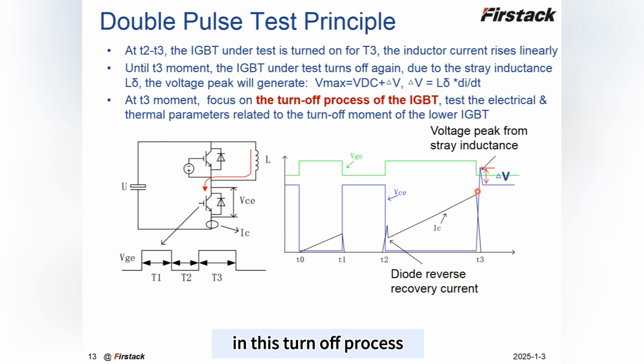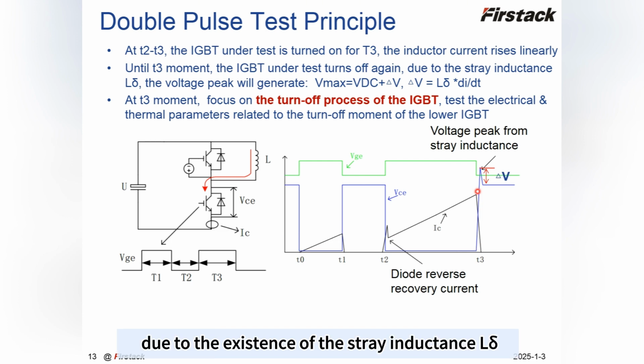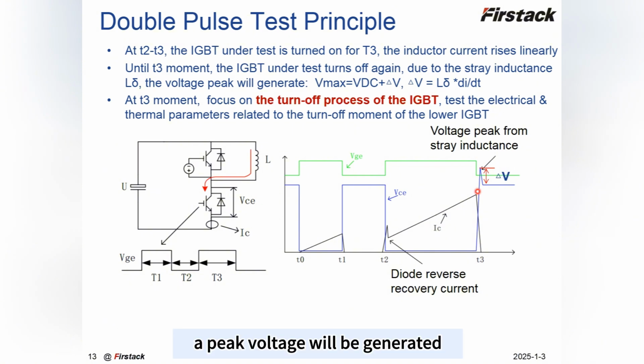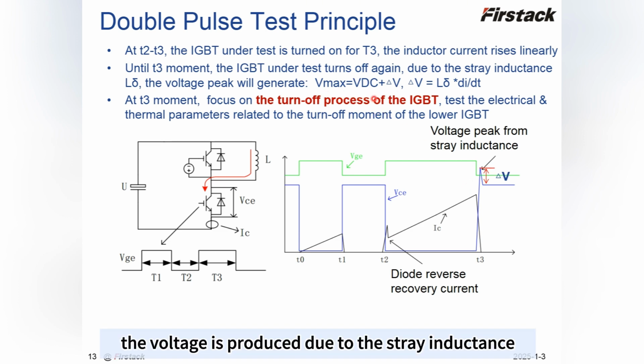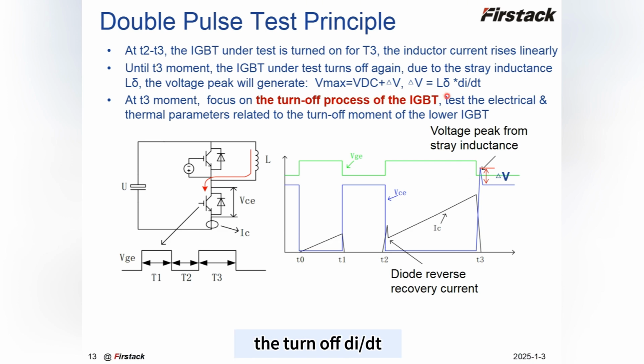In this turn off process, due to the existence of the stray inductance L delta, a peak voltage will be generated and added on the DC bus voltage, and then applied to the IGBT, which is the waveform we can see in this right picture here, this delta V. We call the peak voltage here Vmax, the maximum voltage, which is equal to VDC plus delta V, and delta V is equal to L delta times di divided by dt. The voltage is produced due to the stray inductance and the turn off di/dt.